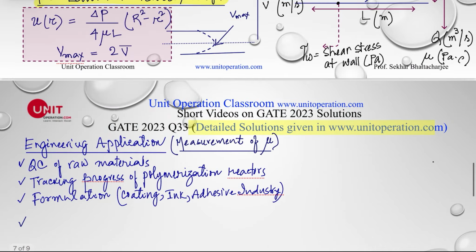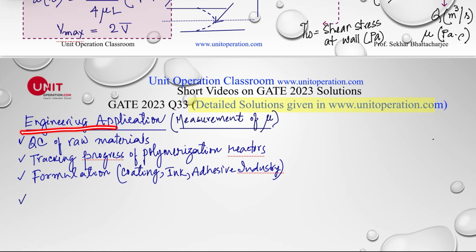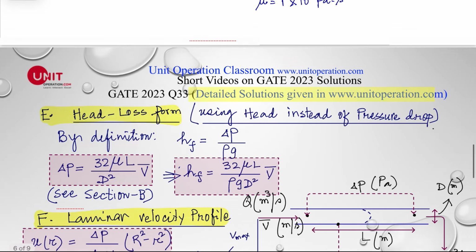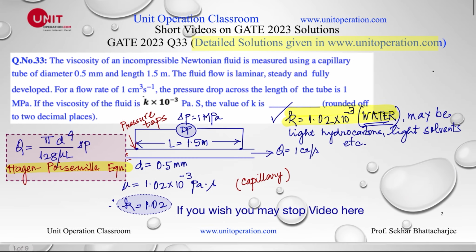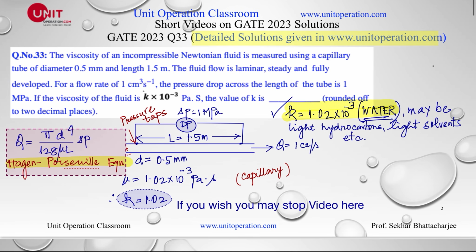So I just wanted to summarize all these things. What are the engineering applications of measurement of mu? The QC of raw materials, to check if they are of the right quality. Measurement of viscosity is one of them. Also tracking the progress of polymerization reactors, and the formulation of coatings, inks and adhesives. So with that, let's go back to the original problem which we have discussed. We have seen this value is equal to, this is the answer. So K has to be equal to 1.02. That's the answer.